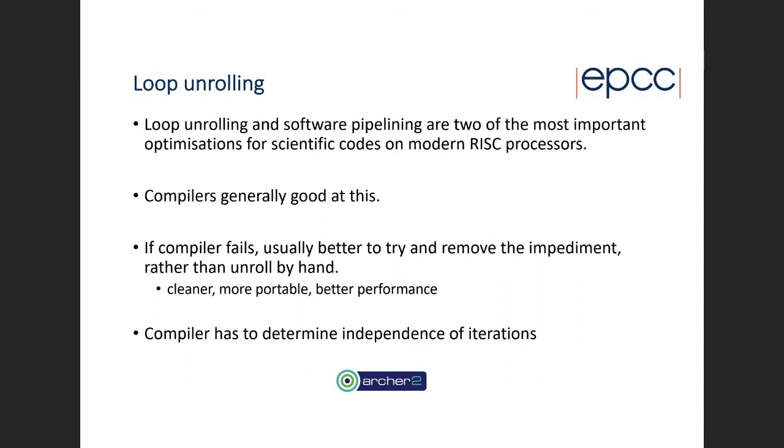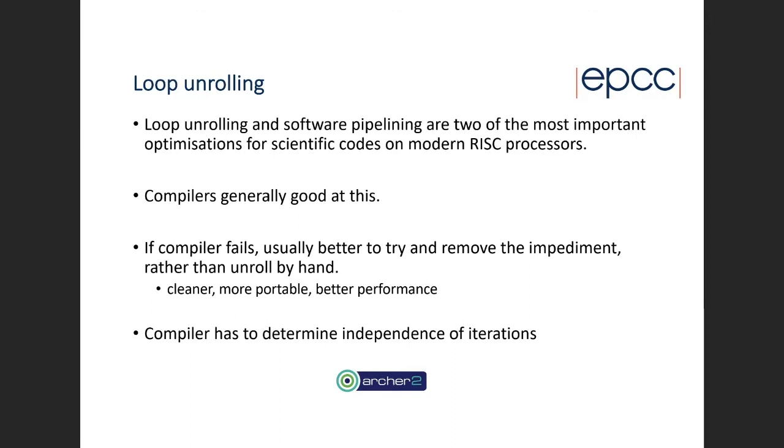Okay, so the next two things I want to talk about are loop optimizations: loop unrolling and software pipelining. Along with vectorization, they are two of the most important optimizations that we care about for scientific codes on modern processors. Compilers are generally pretty good at this. If a compiler fails, it's usually better to try and remove the impediment rather than doing this by hand, because it makes a terrible mess of your code if you do this by hand.